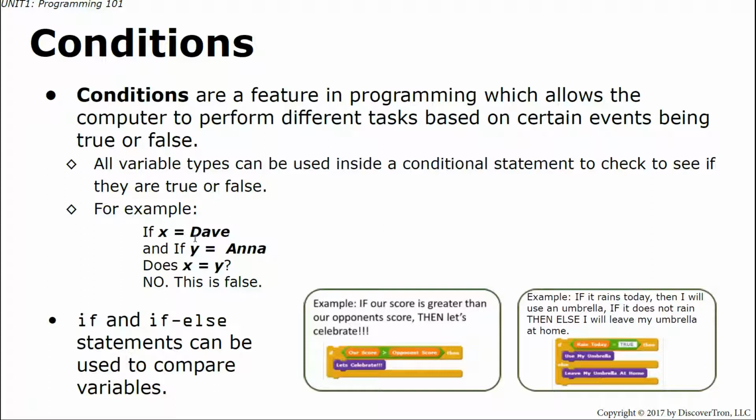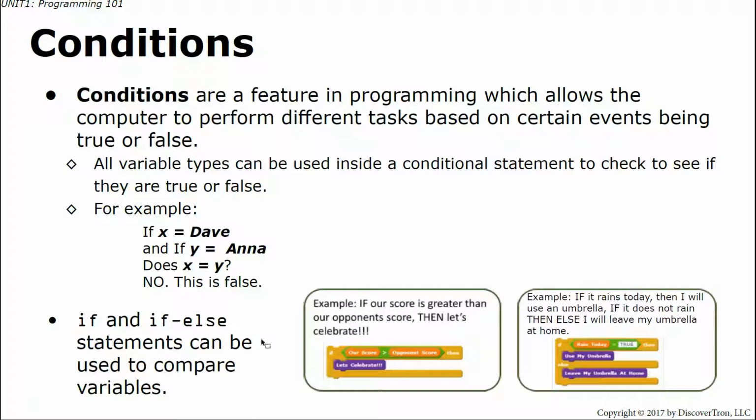And the answer is no, this is false. Okay, so this is a condition. We're just seeing if these two are equal to each other, which they're not, so that is false. Okay, and we'll be doing this all the time when we program. We're checking to see if these different variables or different values we put in the computer are true or false, and this helps us make decisions.